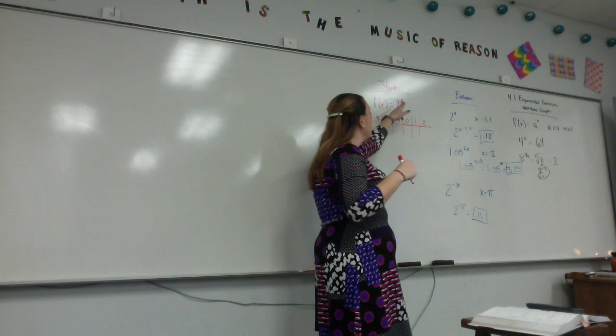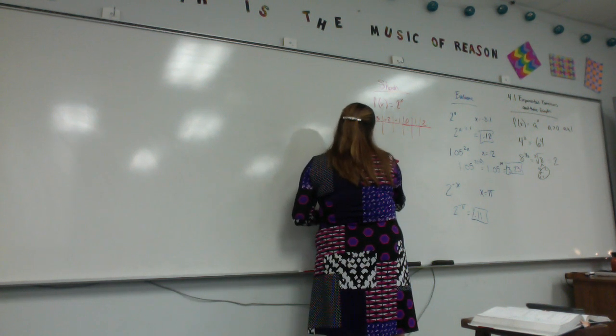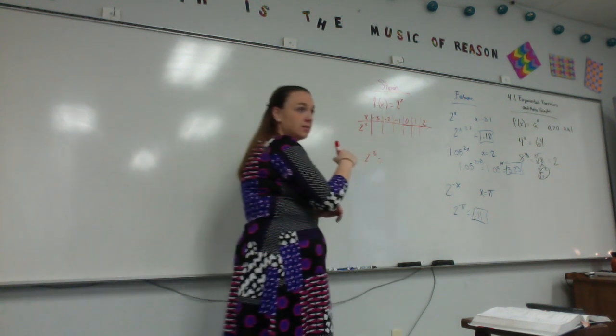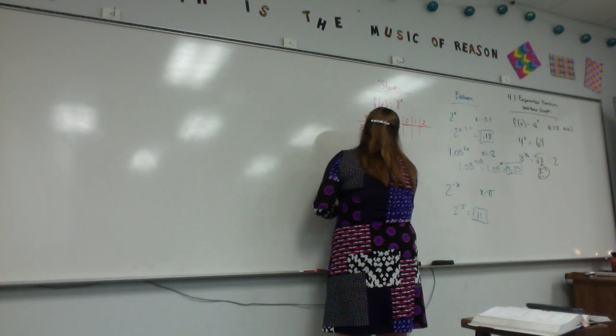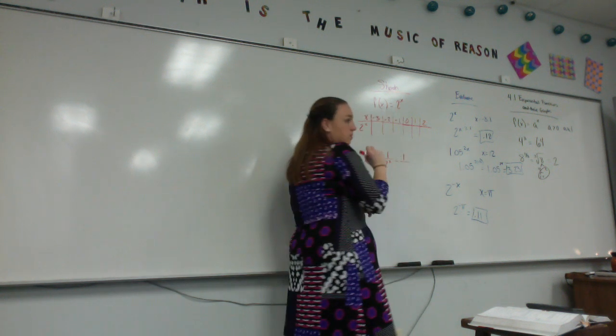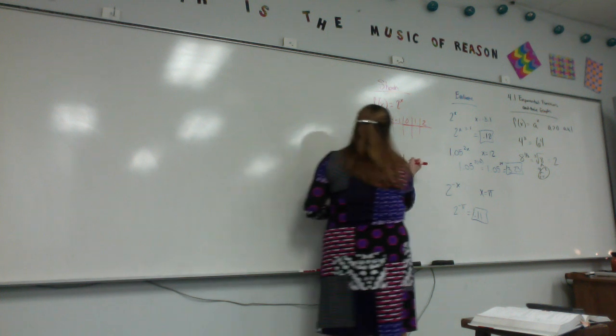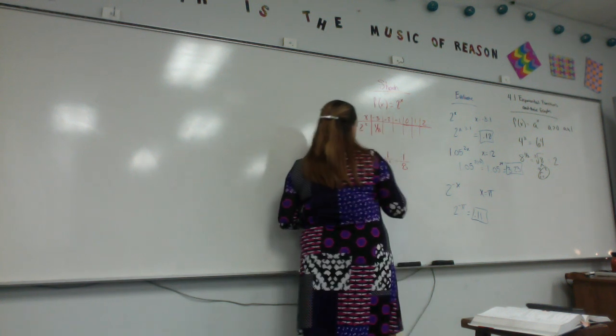So if I have 2 to the x and I want to put negative 3 in there, that means I have 2 to the negative 3. What do you have to do to that? Yes, flip it. Good, Josh. So I have 1 over 2 cubed. What's 2 cubed? 8. So you get 1/8 when you put in negative 3.